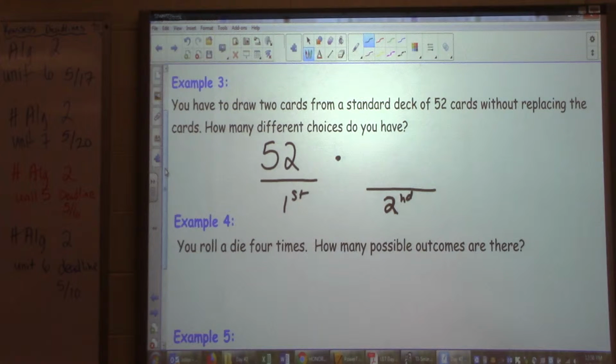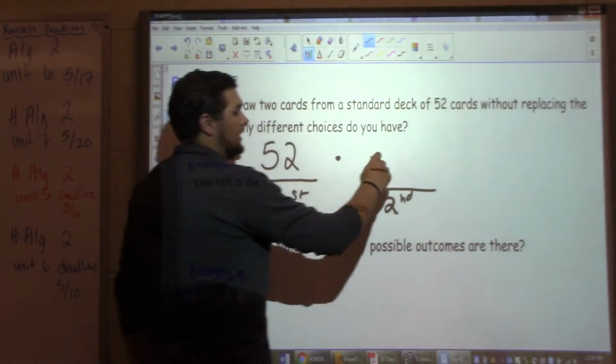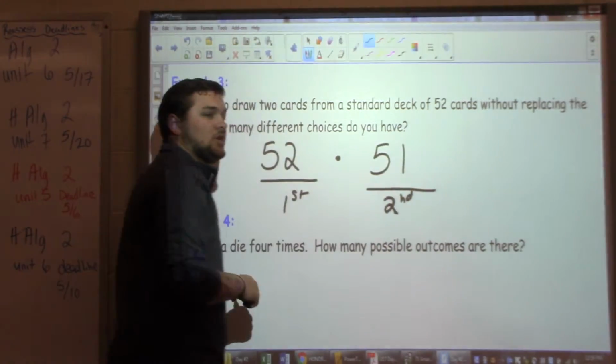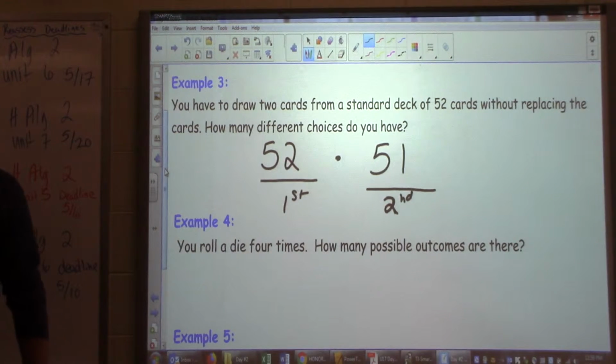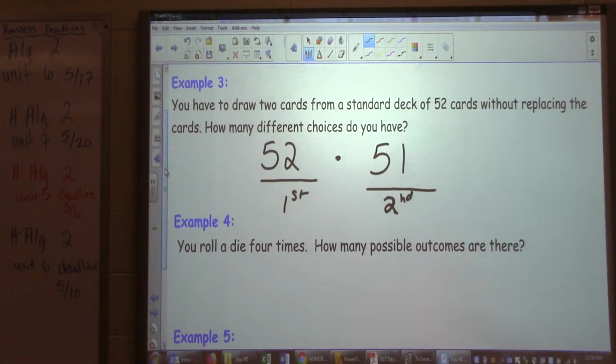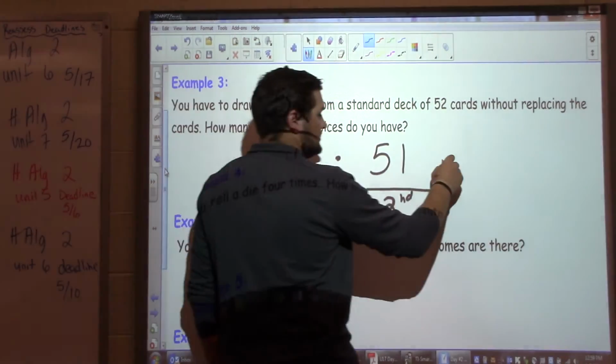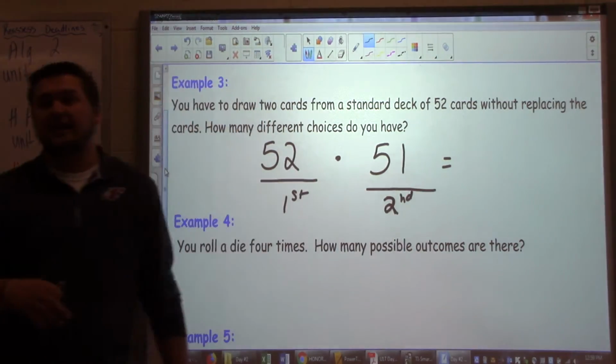What about my second choice? 51, because I took one out and I didn't replace it. So now I do 52 times 51 choices for the second time. If I multiply those, that should tell me how many different combinations I can make by picking 2 separate cards. Well, how many different choices do we have?